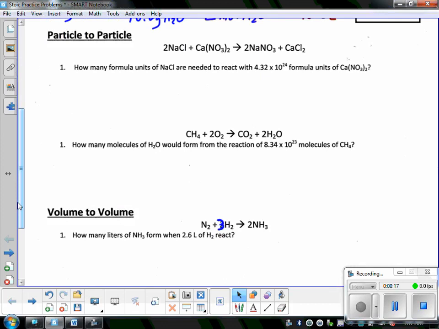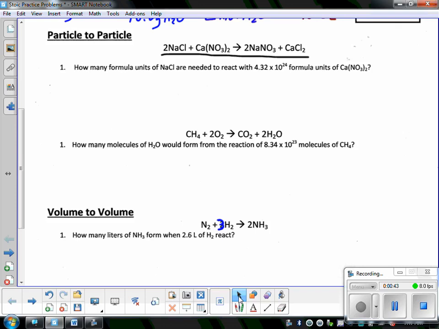So particles to particles. We've done particles to moles before. Now we're just doing particles of one substance to particles of another. So again, remember to always make sure that you have a balanced equation. In some homework problems, they're going to be balanced already. Others, they're not going to be balanced. So always double check that, and especially on the test and quiz, double check that.